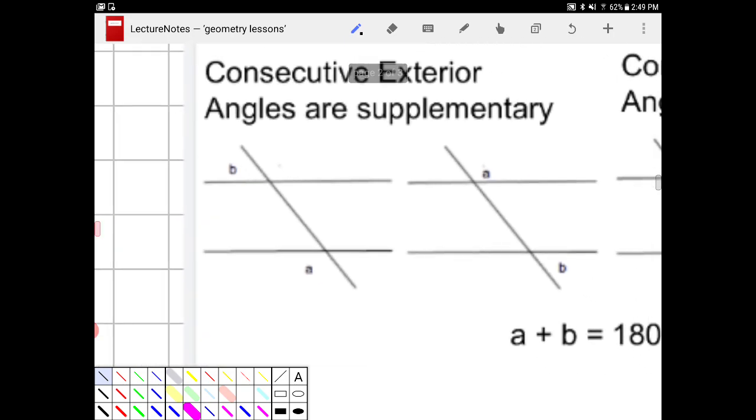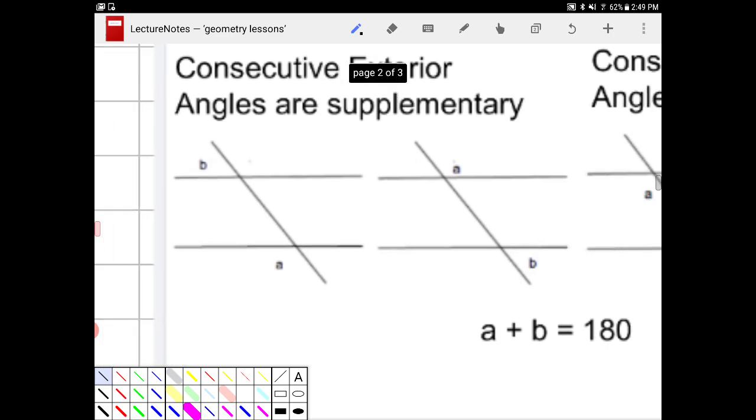However, because of the location of A and B in this diagram, they happen to be on the same side of the transversal, and they happen to be outside of the parallel lines. We call this situation consecutive exterior angles. Consecutive exterior angles, as it turns out, are supplementary. Both angles A and B add up to 180 degrees.